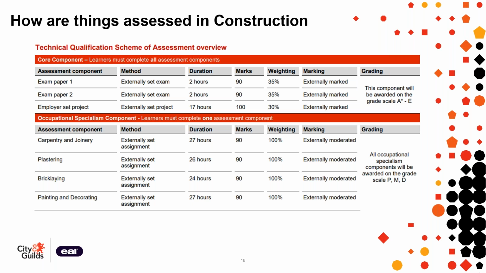Then you have your occupational specialisms. These are the synoptics, if you like, and there's one set for each occupational specialism. They differ in duration but are very similar, with only about 3 hours' difference between carpentry, joinery, P&D, and bricklaying at 24. They're fully weighted at 100%, and knowledge will be assessed during these as well. They will also be externally moderated, and they will be graded pass, merit and distinction. In future webinars, we'll touch more on how the gradings are combined to give you an overall grade for the T-level qualification.